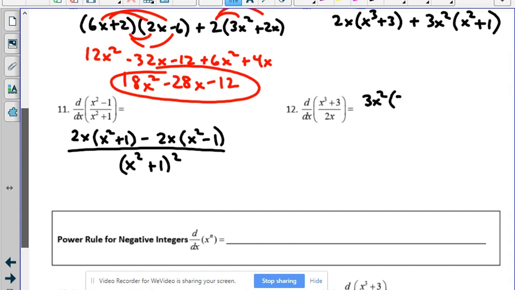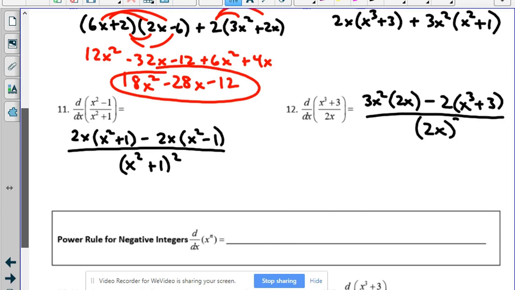Number 12, the derivative of the top is 3x squared. I'm going to multiply that by the denominator. Subtract the derivative of the denominator times the numerator, and then all over the denominator squared. Notice that I have to put the 2x in parentheses to square it, and it'll become 4x squared if I square the whole thing.